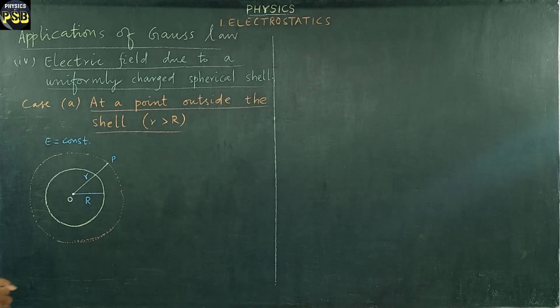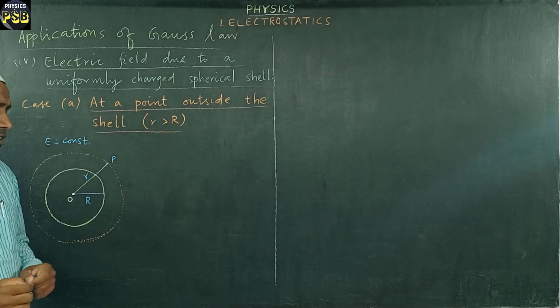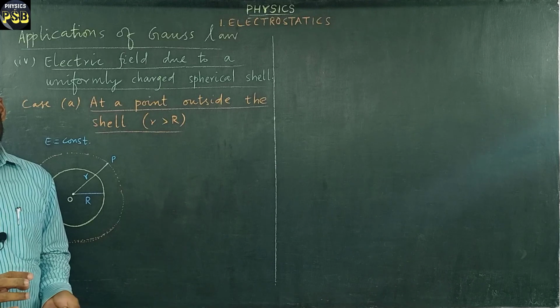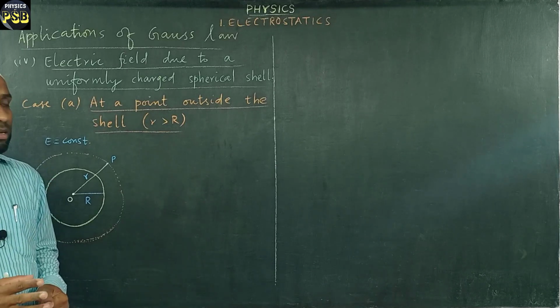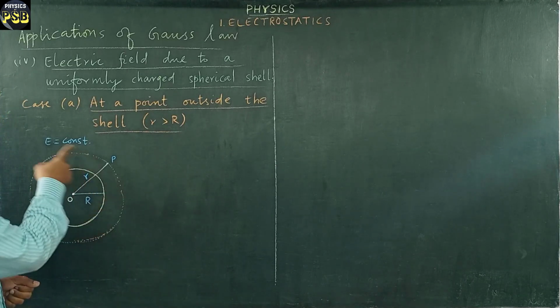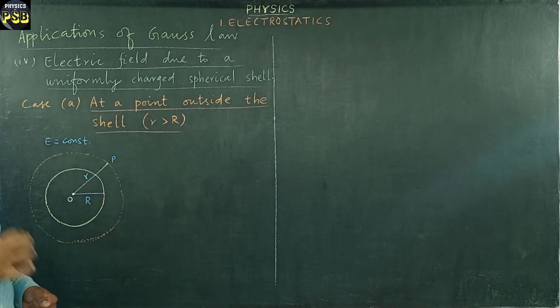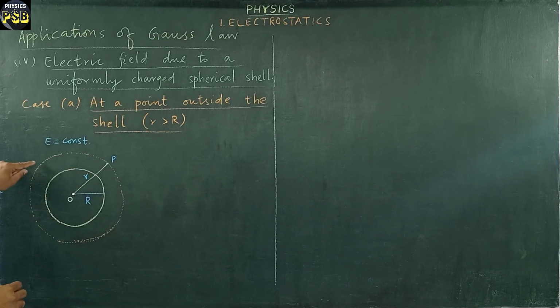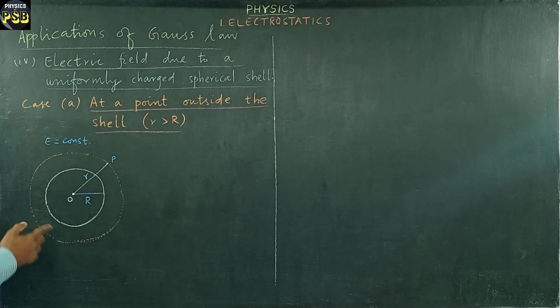We know to get the electric field we use Gauss Law. Whenever we apply Gauss Law, we take a closed surface. We call such a closed surface a Gaussian surface. This sphere or this closed surface is nothing but the Gaussian surface. So I am going to apply Gauss Law to get the electric field at point P due to this charged spherical shell.